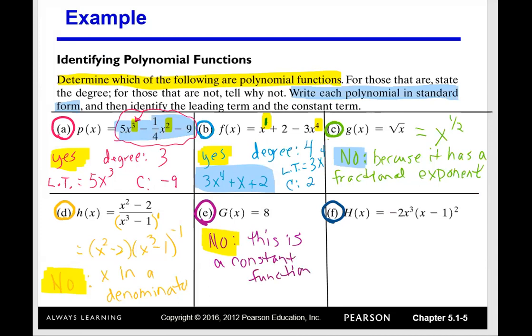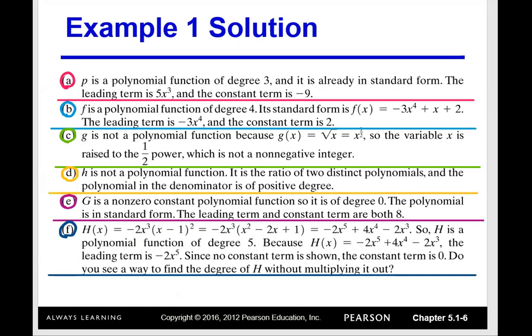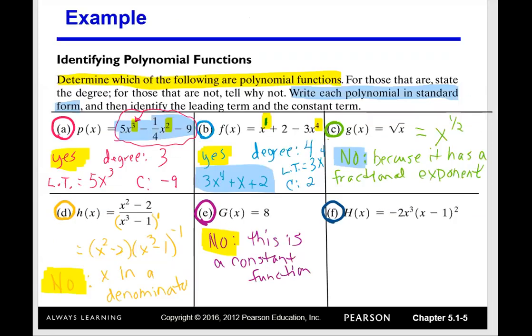If you were to graph that, it's a horizontal line. Oh, okay, I stand corrected. Oh, it's a non-zero constant polynomial. Oh, that's right, it is degree 0. Okay, my bad. I always forget that.